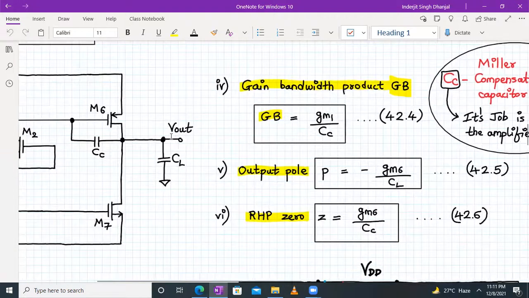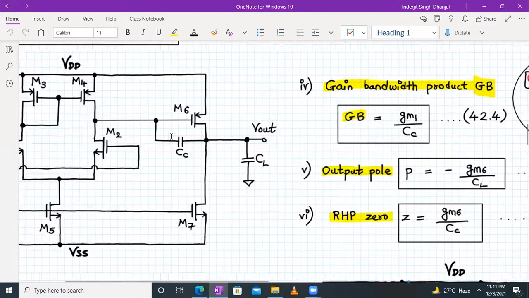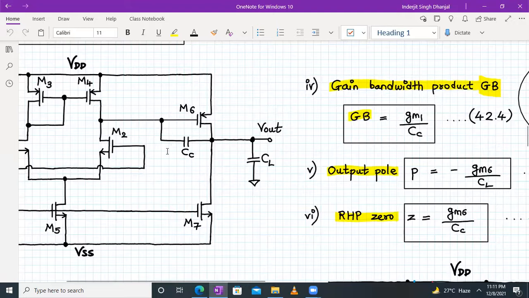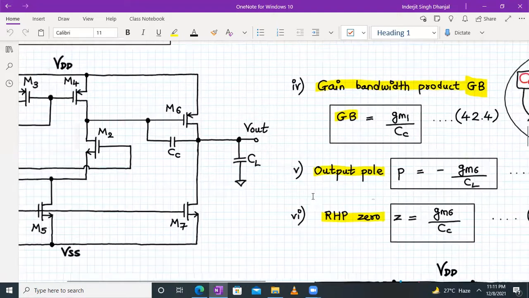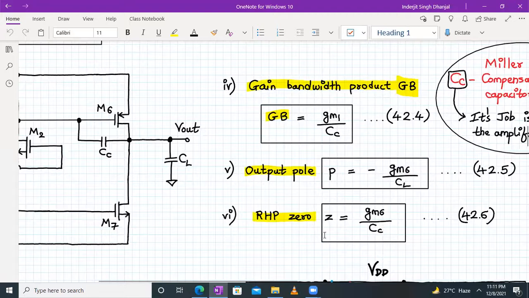What is the RHP zero? The RHP zero is added when you add the Miller compensation capacitor. So the RHP zero is Z equal to GM6 divided by CC. Remember, these are all design equations, so we are not going into detail on how they came about. We are directly going to use these equations.